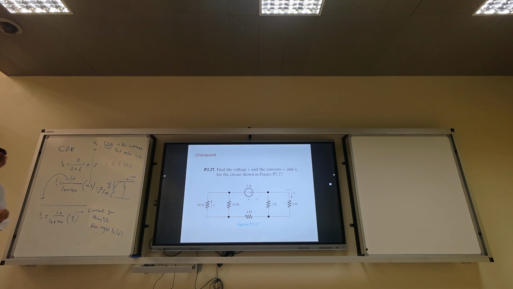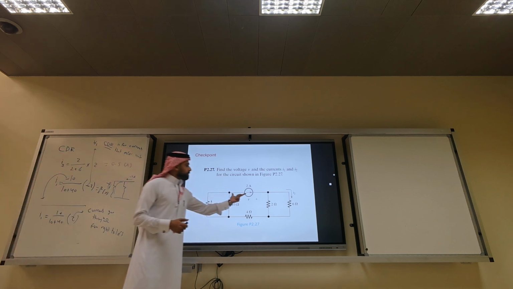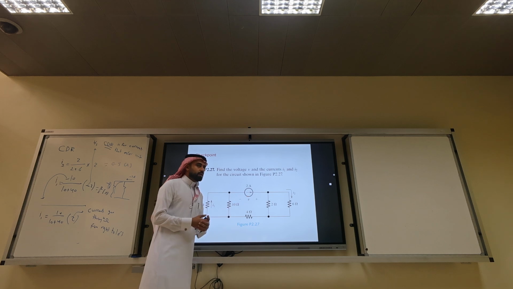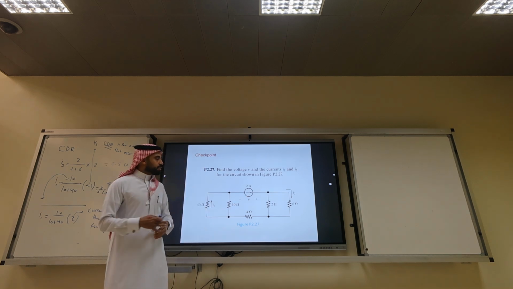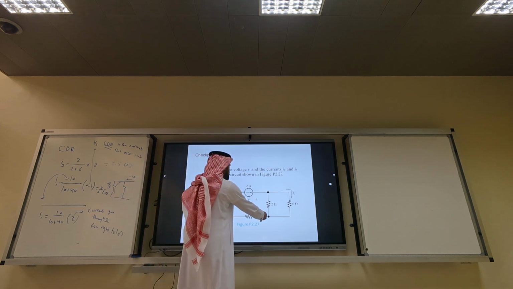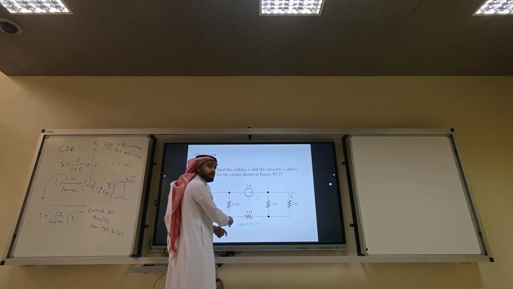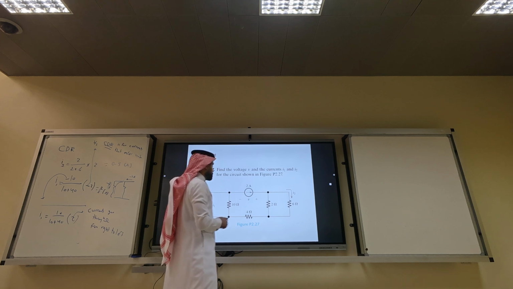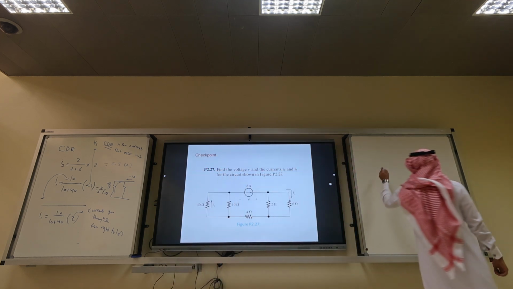Get it? The last point is what's the voltage drop across V? You can use parallel series combination, and then once you find R equivalent, you can use VDR. So one approach is we do it this way.